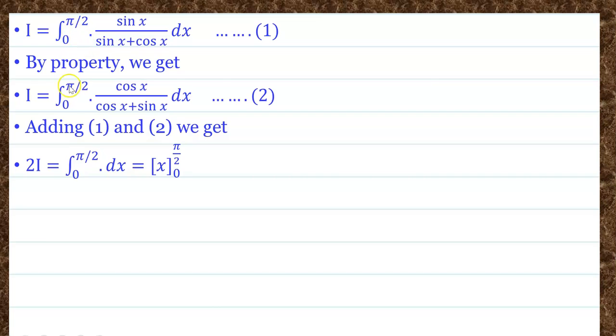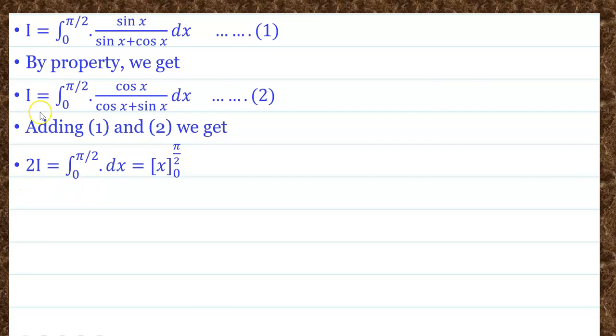If you add it, then you will get integral 0 to pi by 2 in bracket sin x upon sin x plus cos x plus cos x upon sin x plus cos x bracket complete into dx. पण दोघांचा डिनोमिनेटर कसा आहे तर सेम आहे, and then in the numerator you will get sin x plus cos x upon sin x plus cos x. You will get 1 dx there.